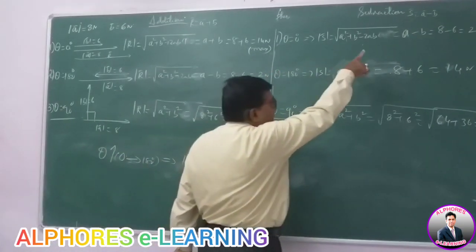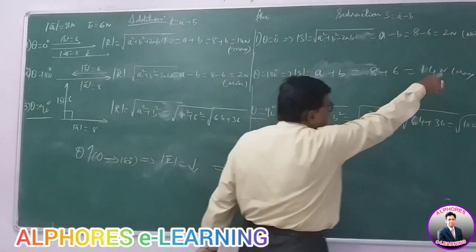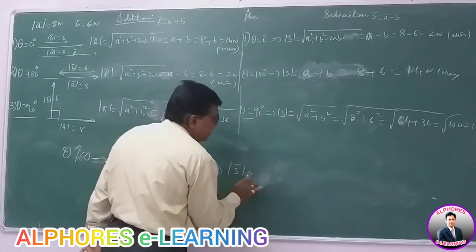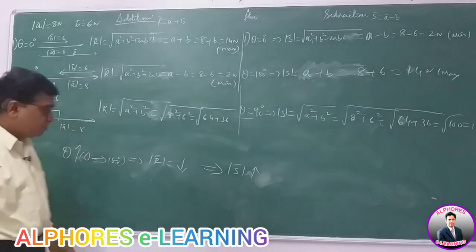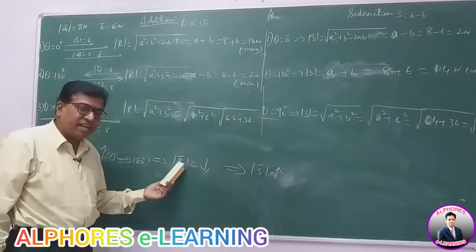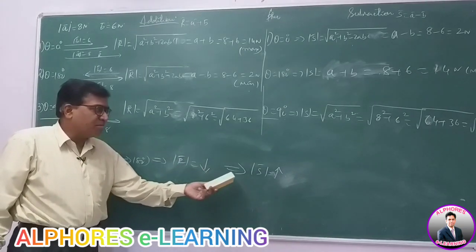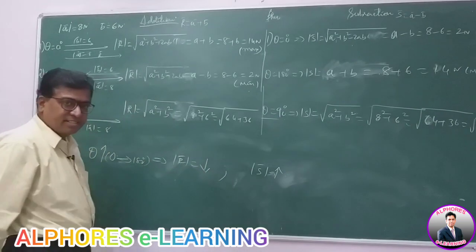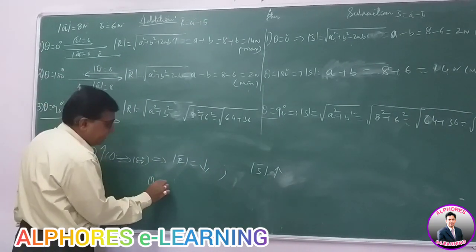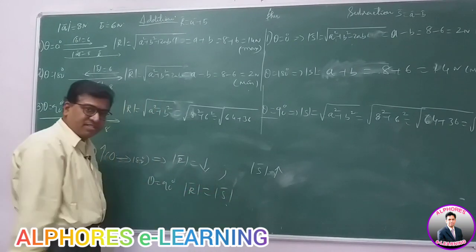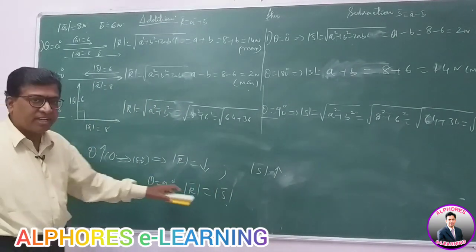But as the angle increases, the subtraction resultant is changing from minimum to maximum. So the magnitude of the subtraction resultant is increasing. So as the angle increases from 0 to 180, the magnitude of the addition resultant decreases, but the magnitude of the subtraction resultant increases. It is like this. When theta is 90, mod R will be equal to mod S. At 90 degrees, both are equal.